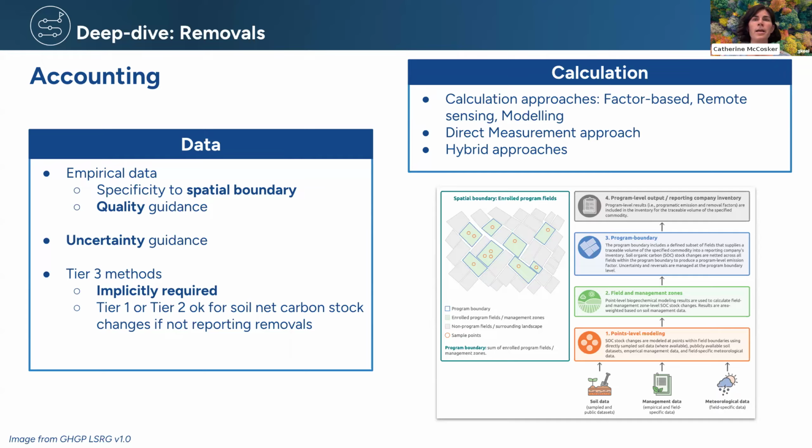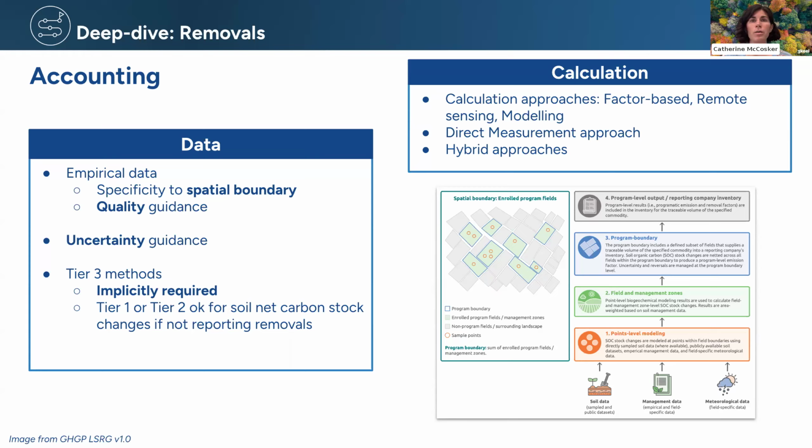In reality, you are most likely to be using a hybrid approach when you're reporting removals. Calculation approaches are more scalable, they're generally more cost-efficient, but they require calibration with empirical data. Often they talk about direct measurement data. You need direct measurement data to calibrate those, and so you'll need to do some direct measurement for that, but direct measurement as a standalone option is not going to be efficient, it's not going to be scalable.